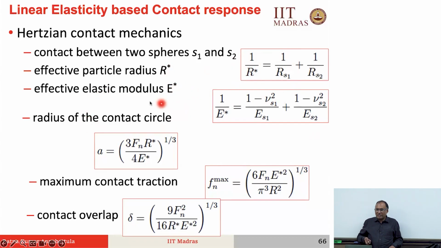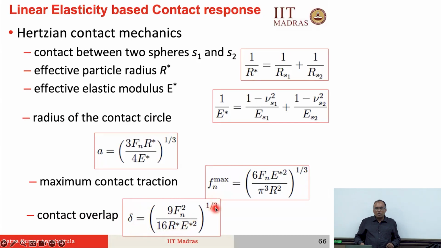From there you can calculate the radius of the contact circle. Here if you have two spheres, then the contact area will be a circular region, and the radius of that contact area can be calculated using this formula, wherein Fn is the normal force applied on these particles. If the normal force applied on these particles is this, that is the radius of the contact area. From there you can calculate the contact overlap delta. So the contact overlap is (9 Fn square by 16 R star E star square) whole to the power 1 by 3.